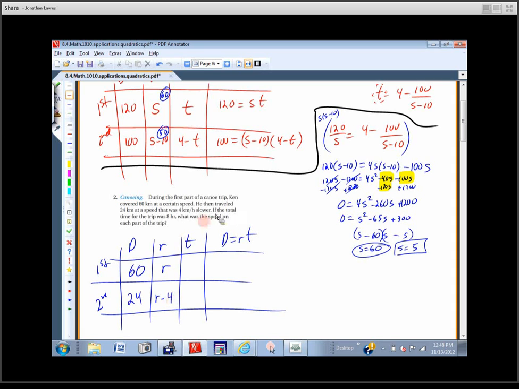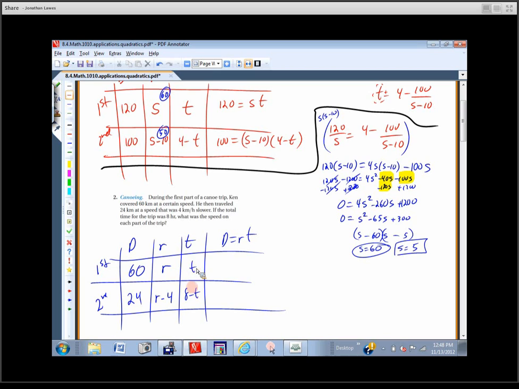If the total time of the trip was 8 hours, what was the speed on each part of the trip? Well, here we said, let's see, if this one was t, this would be 4 minus t. That was if it was 4 hours. So if I did a t here, since the total was 8, I'd do 8 minus t here. And then we could solve it the same way we did the other one. Okay, I'm not going to do that.